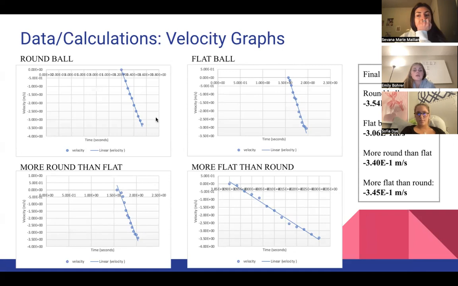And then we use the final velocity graphs to get the actual final velocity instead of the average. And so with that, we've still found that the round ball had the greatest final velocity of negative 3.54 times 10 to the negative first. And the flat ball had the smallest velocity of negative 3.06 times 10 to the negative first. But it is important to point out that we found that the more flat than round ball had a greater final velocity than that of the round ball.